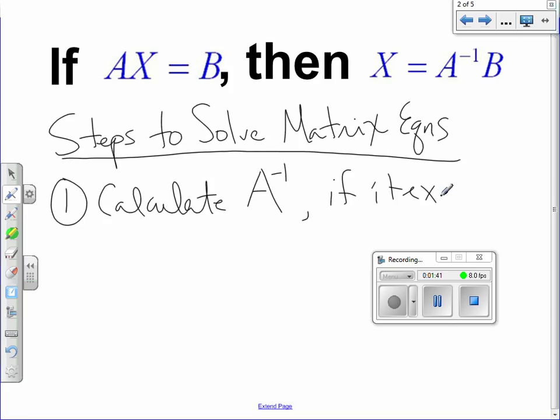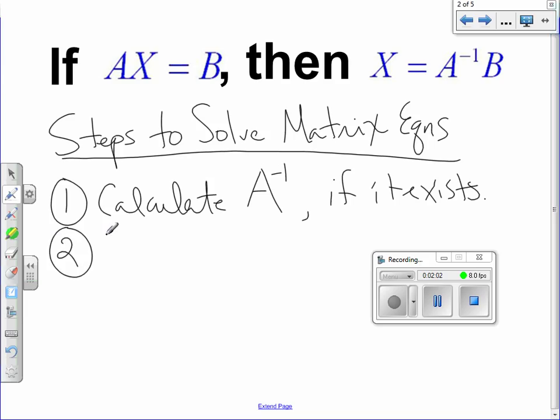It may not have an inverse. How do you know if it has an inverse or not? The determinant. If the determinant is 0, A has no inverse, and you'd be done. You'd write no solution for the equation and move on. If it does have a determinant that's not 0, then you have to find A inverse.